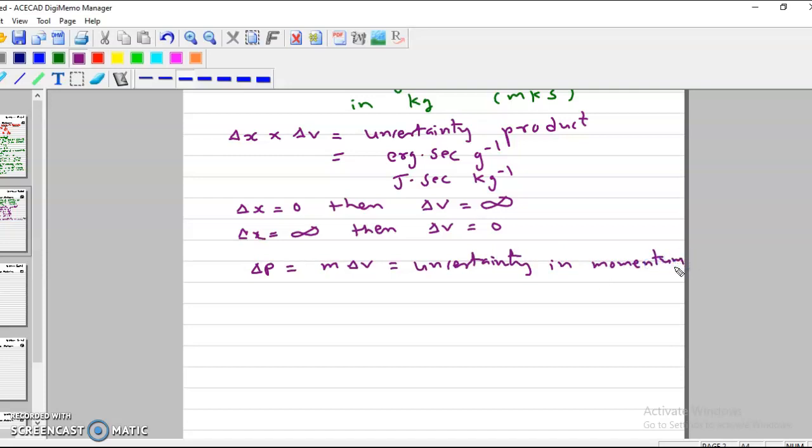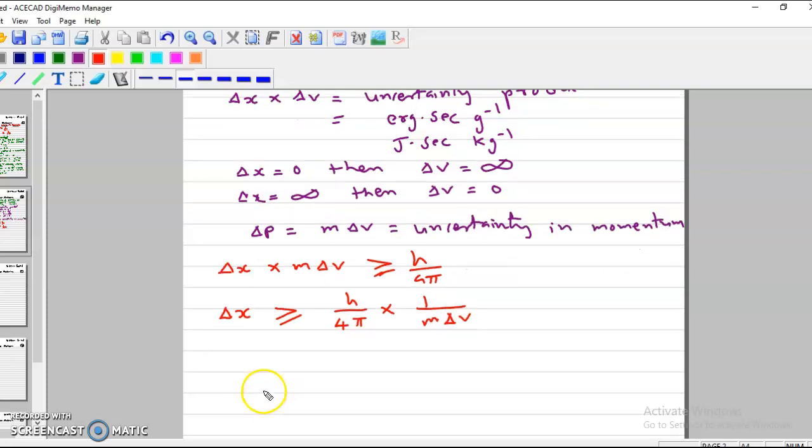Okay, so this can be asked, and you should remember that they can ask you to find out delta p, delta x, m, or delta v, and we have the formula with us: delta x times m delta v is greater than or equal to h upon 4 pi. Or if you want to find out delta x, then delta x is greater than or equal to h upon 4 pi times 1 upon m into delta v.